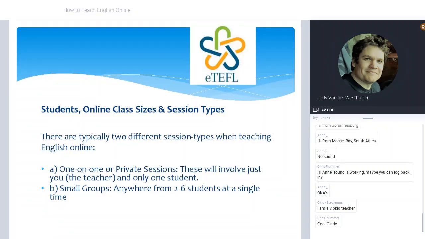So students, online class sizes, session types, these are the things that we need to look at as well. There are typically two different session types when teaching English online. You've got the one-on-one or private sessions, and these will involve just you, the teacher, and one student, or small groups, which are anywhere between 2 to 6 students at a single time.